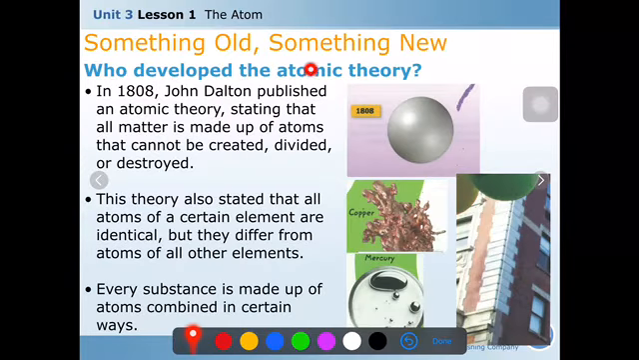Who developed the atomic theory? In 1808, John Dalton published an atomic theory stating that all matter is made up of atoms that cannot be created, divided, or destroyed. This theory also stated that all atoms of a certain element are identical, but they differ from atoms of all other elements.